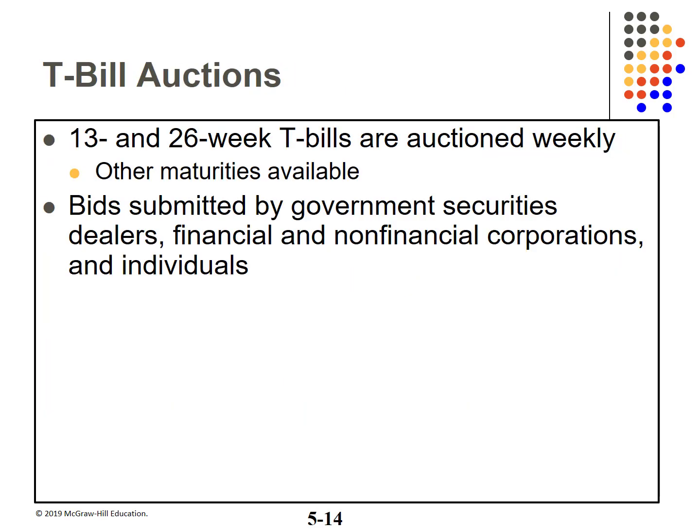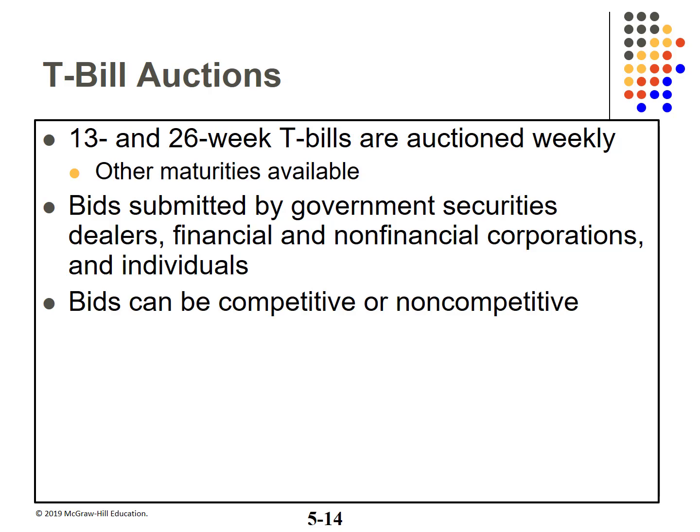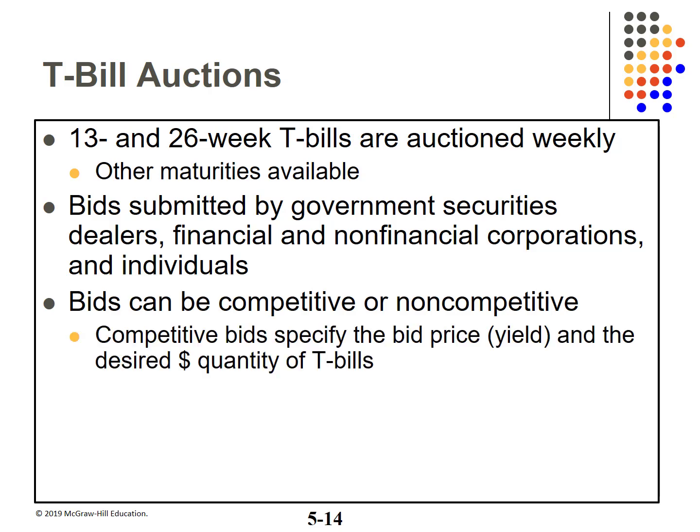The Fed sells T-bills through an auction process. 13-week and 26-week Treasury bills are offered weekly. Bids can be submitted by government dealers, corporations, and individuals. Bids are termed competitive or non-competitive.